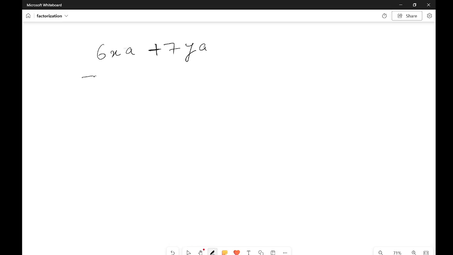If I want to factorize it, there is nothing common for the constant. However, for the variable part, we have a common. So I will take a common, and within brackets I will have 6x plus 7y.